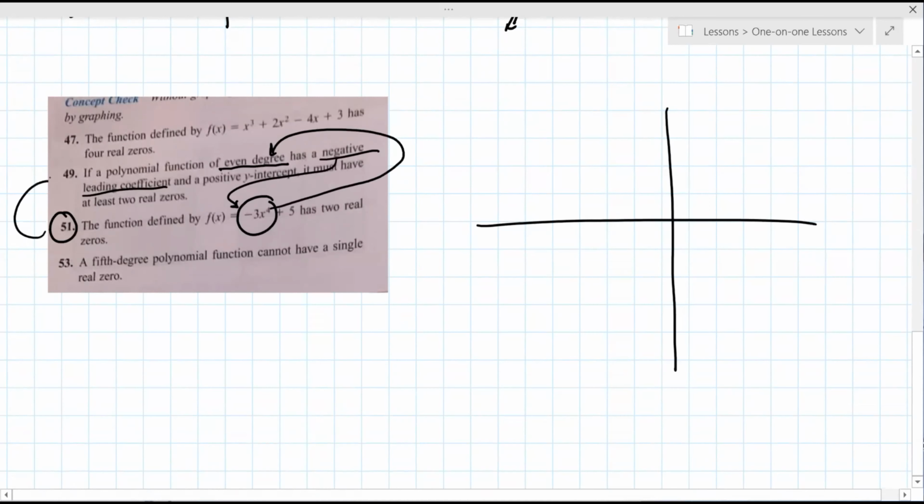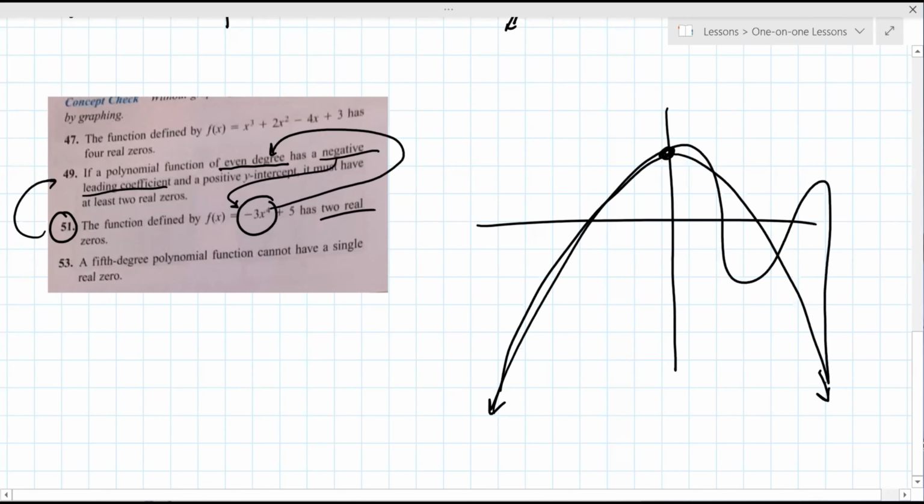So 51 is the same as 49. It's exactly the same. It's just they give you an example of it. They're saying, okay, it has a y-intercept at 5, because when x is 0, it has to be up here at 5. And then how can you get down here? Well, you have to cross it at least twice. That's what it's saying. It must be at least this, or maybe it's something like this, but you get at least 2 crossings.